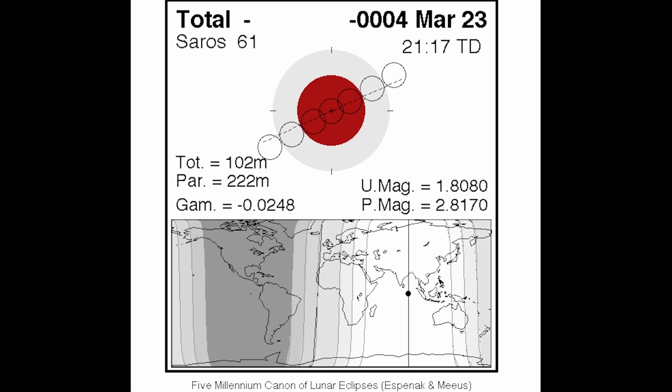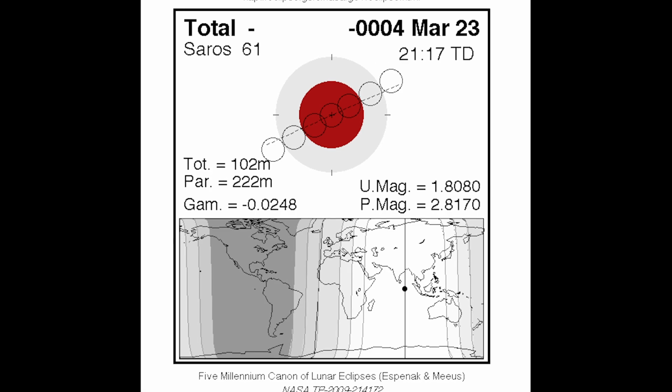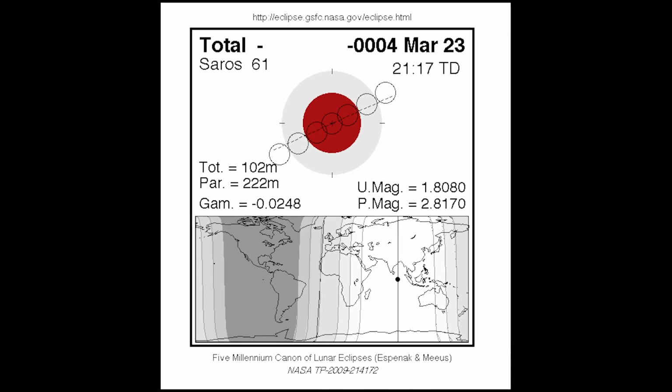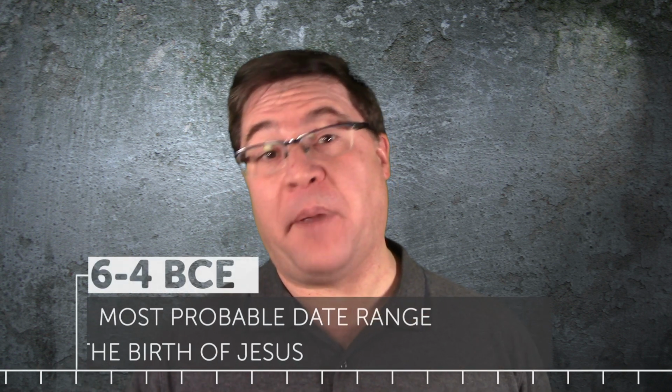Fortunately, something like this astrophysicists can calculate, and sure enough, there was a total lunar eclipse that was clearly visible in the region in March of 4 BCE, right before Passover. So if we are to use this as a key marker, then Jesus had to have been born before March of 4 BCE. Add in some variations allowing for other events associated with the birth of Jesus, and the most likely years for the birth of Jesus would be between 6 and 4 BCE.